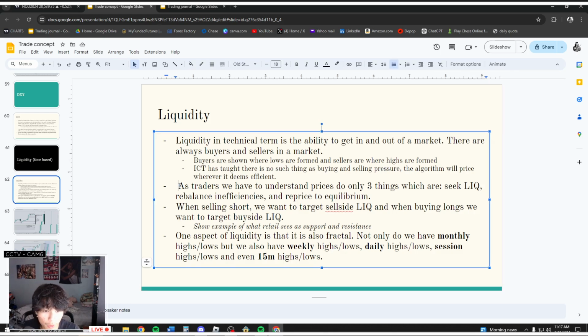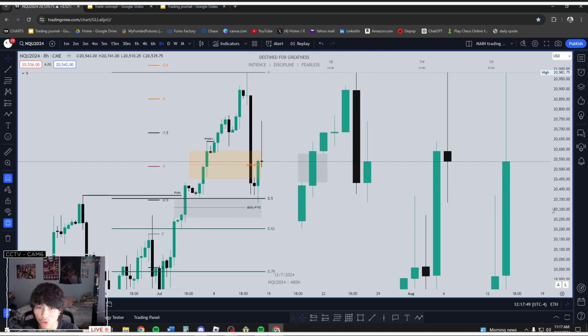And like I said before, as traders, we have to understand prices only do three things, which are seek liquidity, rebalance inefficiencies, which is basically retracing back into fair value gaps, and lastly, reprice equilibrium. But as we are doing those three things, we are also creating new structure.